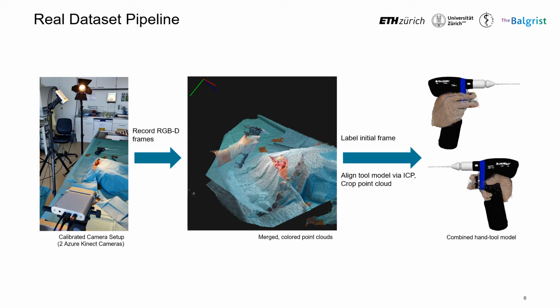For every recorded drill trajectory, we manually label one initial frame by registering the tool model with the point cloud via ICP. Then we crop the hand from the point cloud and merge its points with the 3D model to obtain a combined representation of hand and tool.